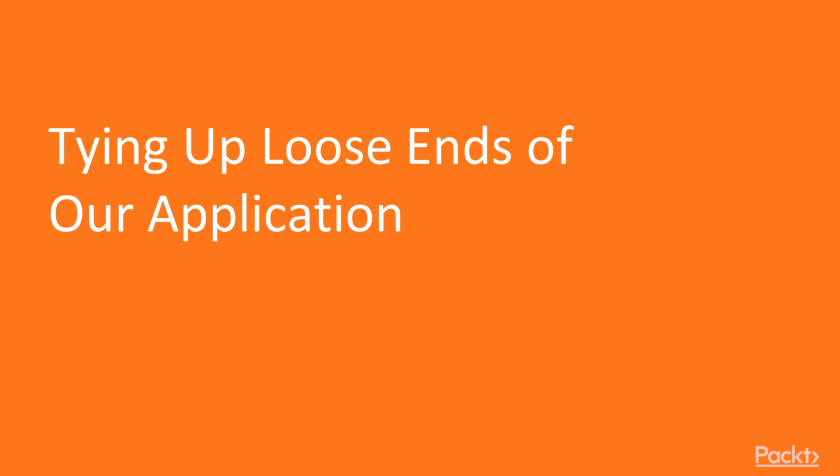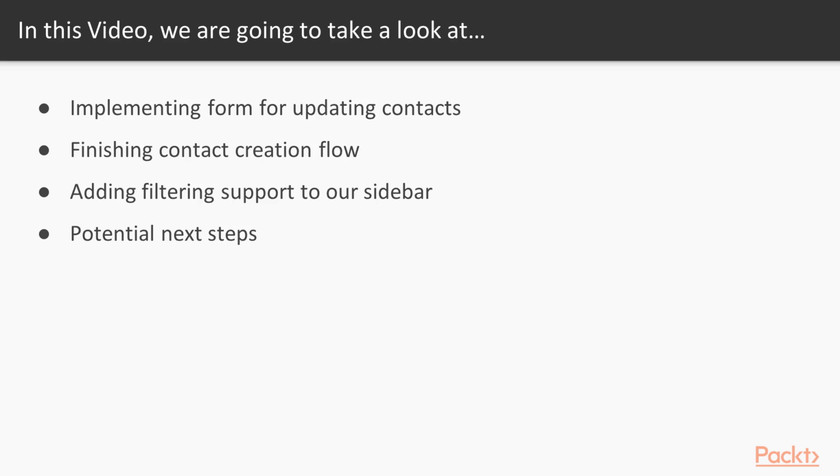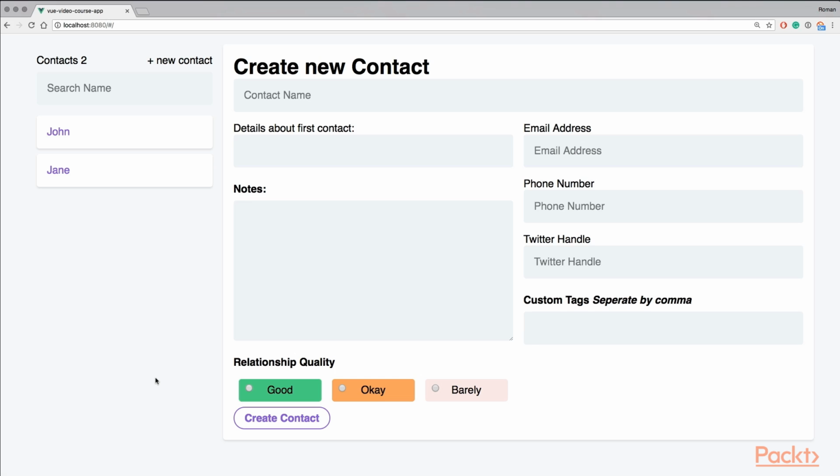In this video, we're going to tie up our loose ends of our application. In detail, this means we're going to implement the form for updating contacts. We want to finish the contact creation flow. We want to add filtering support to our sidebar, and maybe give an overview to potential next steps.